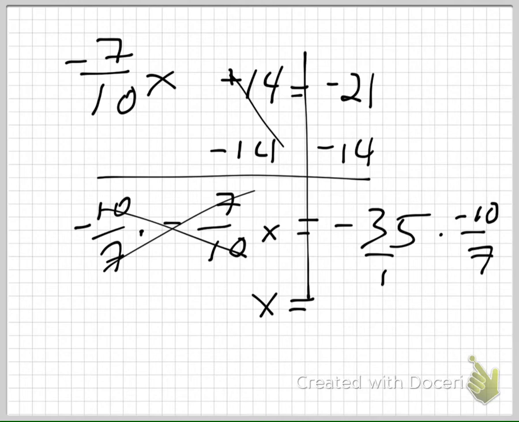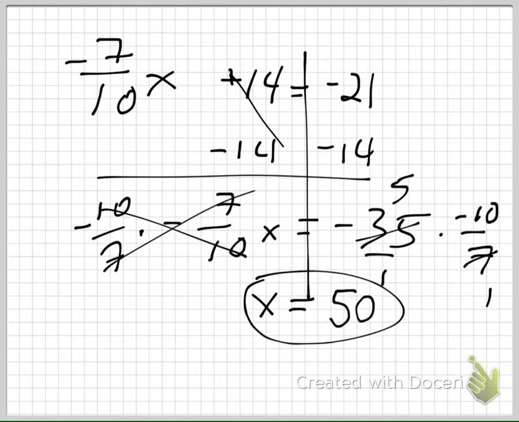Can I reduce anything? Yes, 7 and 35. 7 becomes a 1, 35 becomes a 5. 5 times 10 is 50. X equals 50. How many of you got 50? Were you on your way there? Yes, it was. Good. Okay.